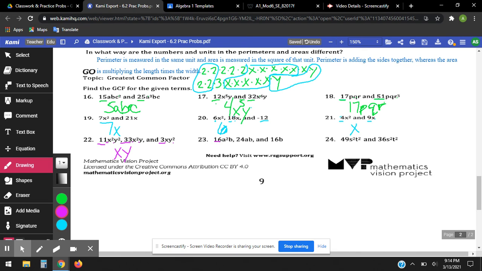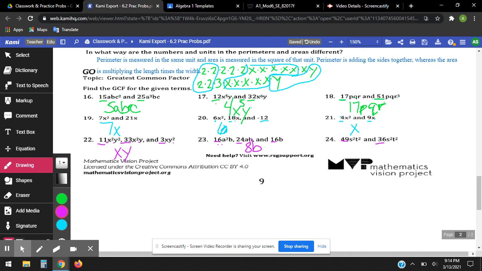All right, so here, 16, 24, 16. Let's see, well, 16s both have an 8, and 24 also has an 8. So we're going to have 8. I have 1a, 1a, no a. Okay, so I can't use a. B, B, B, up, 8b. That must be my greatest common factor.